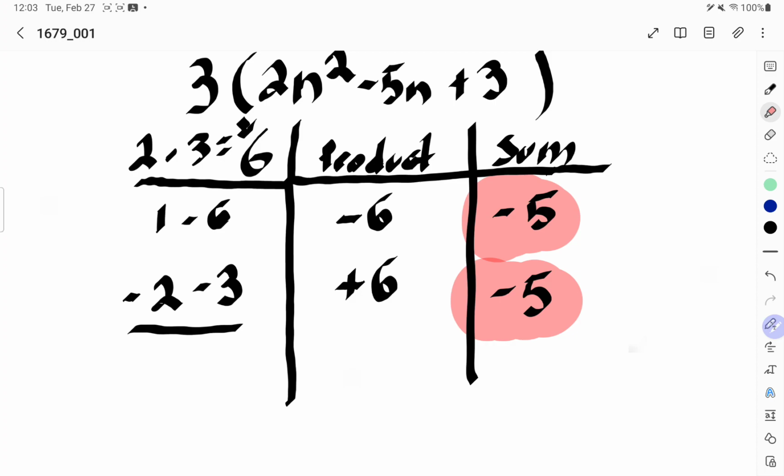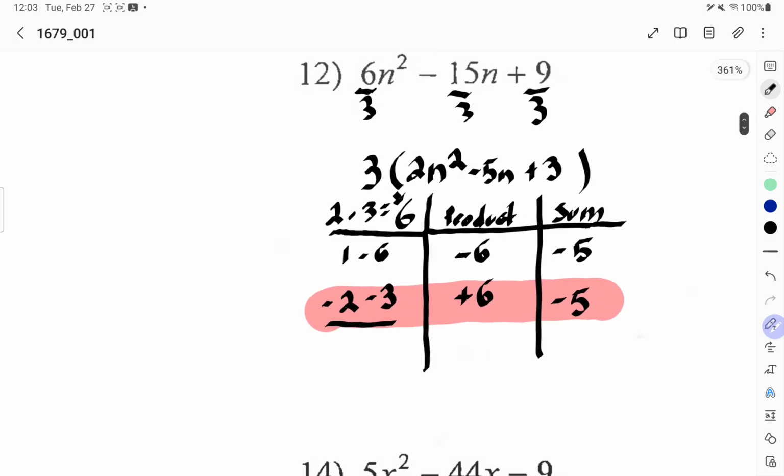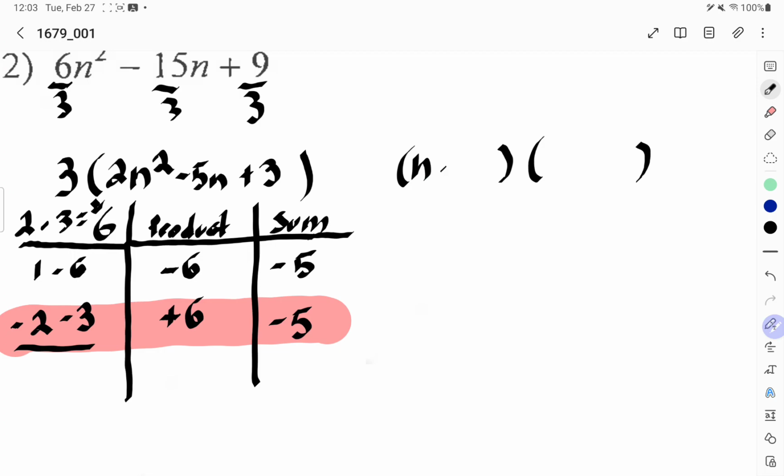But when I multiply them, I need to get what? A positive 6. And the only pair that does that is going to be this one. This is the only pair that gives me that. So that one's going to be my 2 factors. So let's go ahead and write our 2 factors over here. And this one's going to be slightly longer because we need an extra step once I write my 2 binomials. So it's going to be n minus 2 and n minus 3.